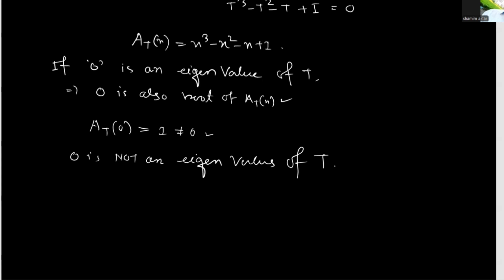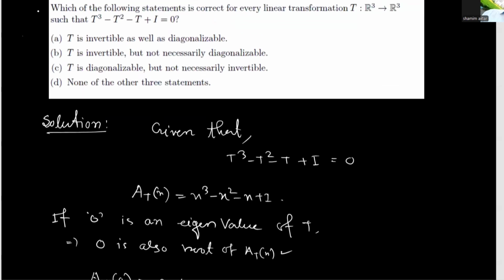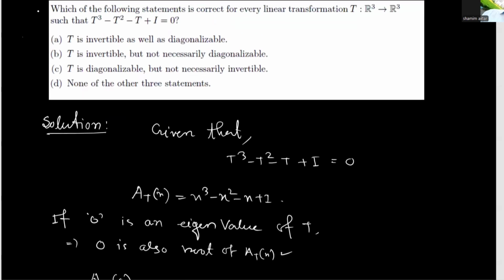We know that T is singular, or not invertible, if and only if 0 is an eigenvalue, and 0 is not an eigenvalue, so this implies T is invertible. So T is invertible. Now check whether T is diagonalizable or not.